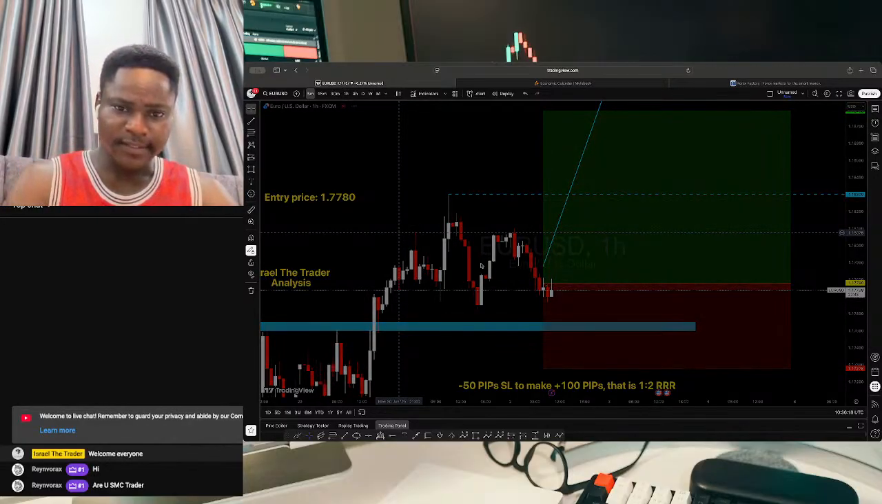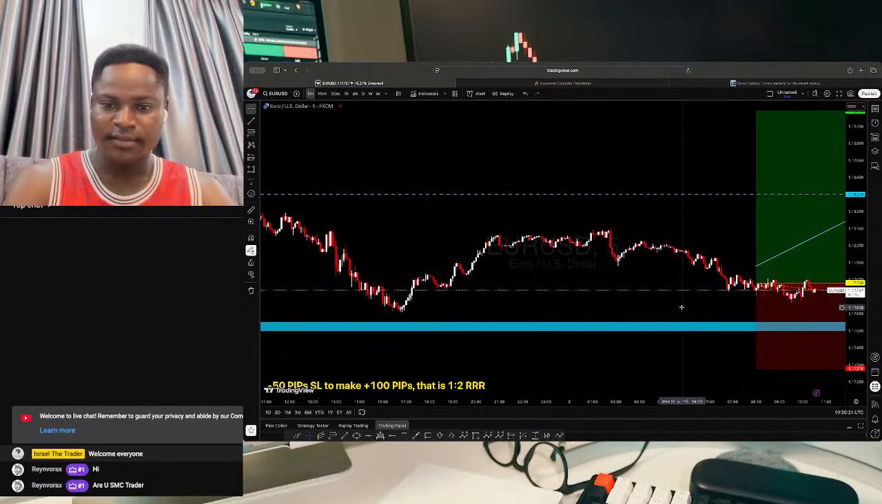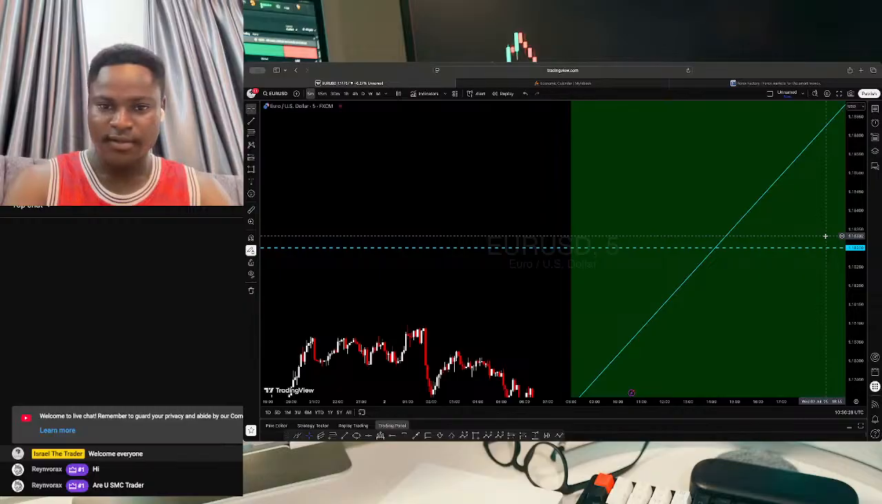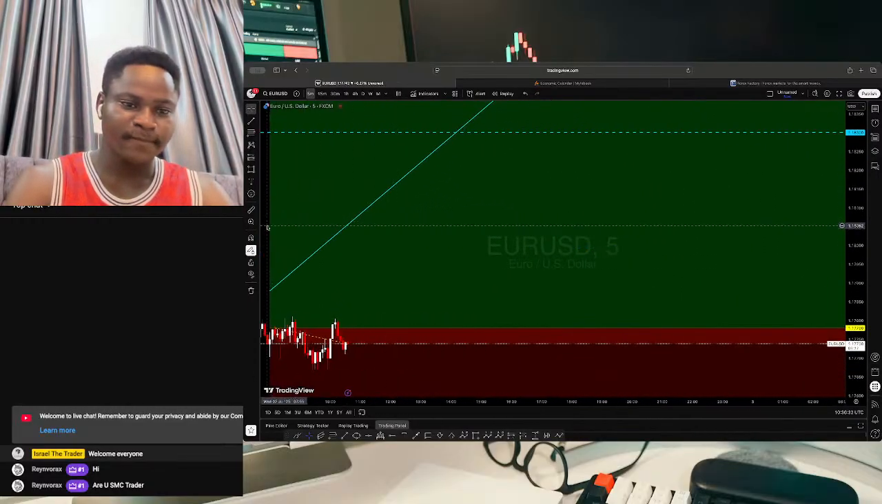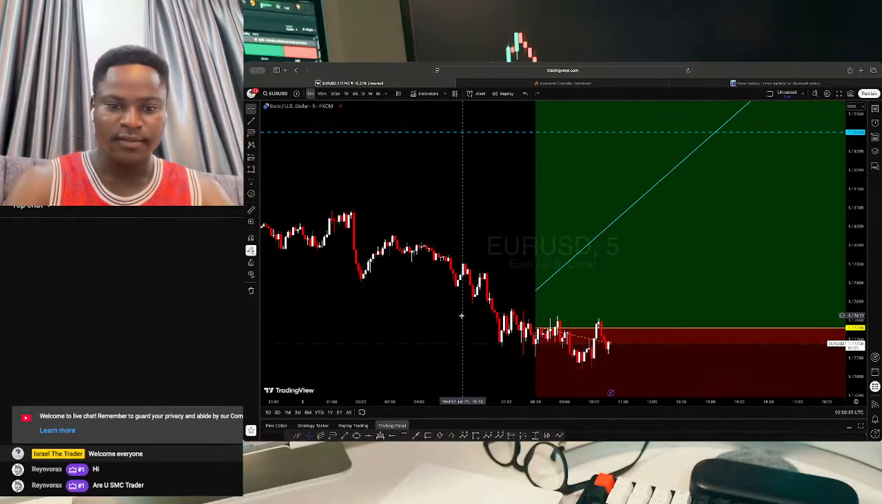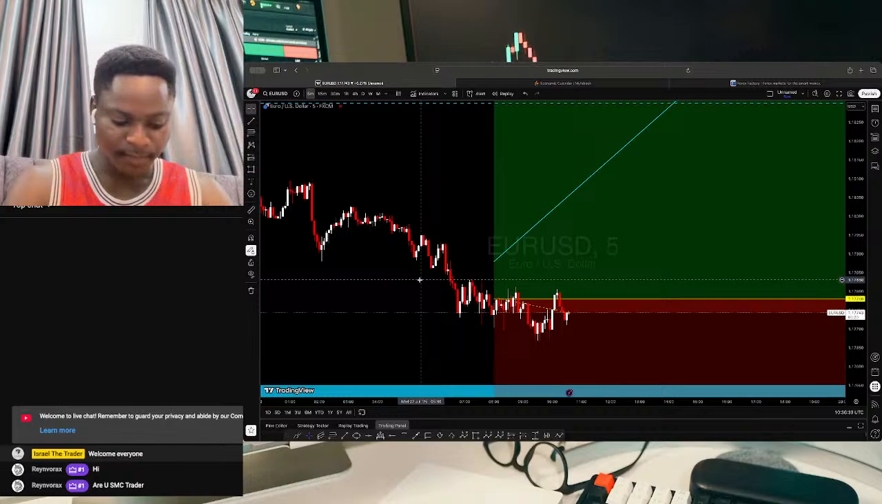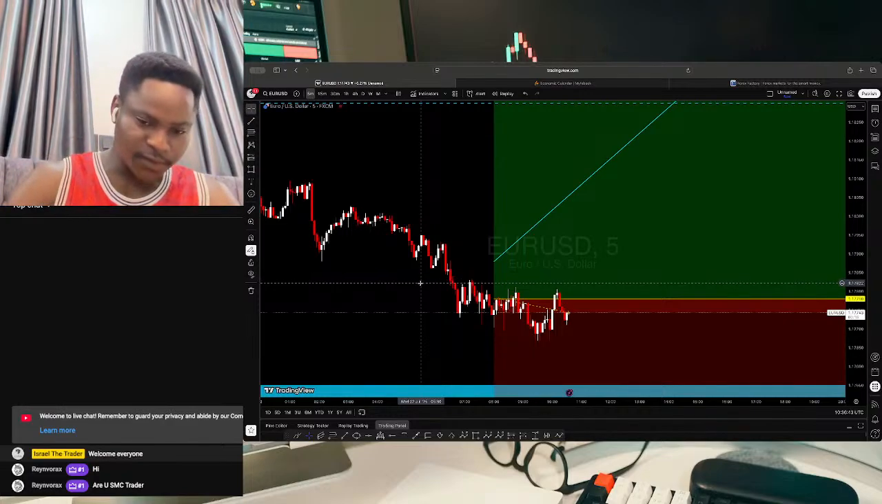The entry point was taken on a smaller time frame, right? Of course, I'm still seeing what is going to happen on Euro USD. So yeah, this is it right now. Expecting the move to go up to the upside.